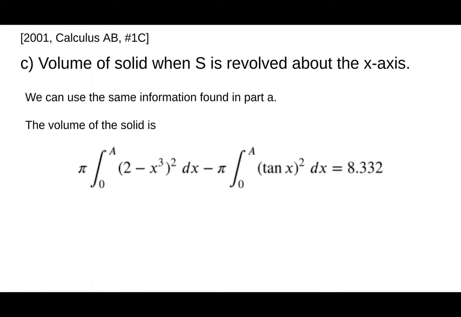So the volume of that solid, if we use the washer method, and you can split this up into two separate integrals, you don't have to. I split it up into two: pi times the integral from 0 to A of 2 minus x cubed squared, so now we're generating a disk, dx, minus pi times the integral from 0 to A of tangent of x squared dx. Now I'm hollowing out the middle of this solid.